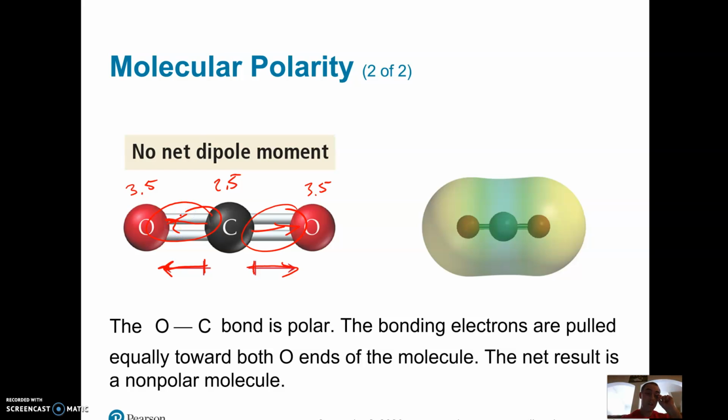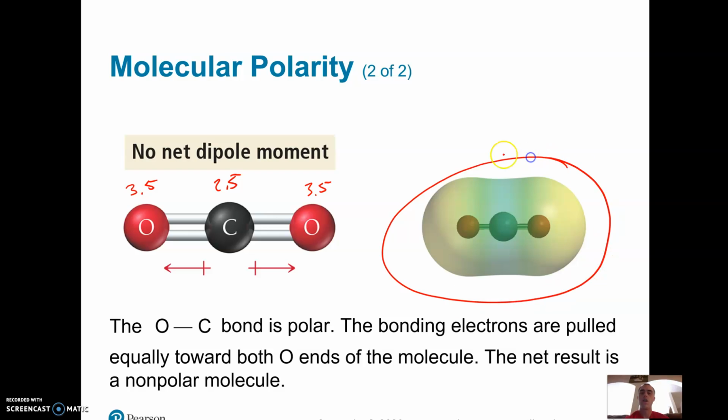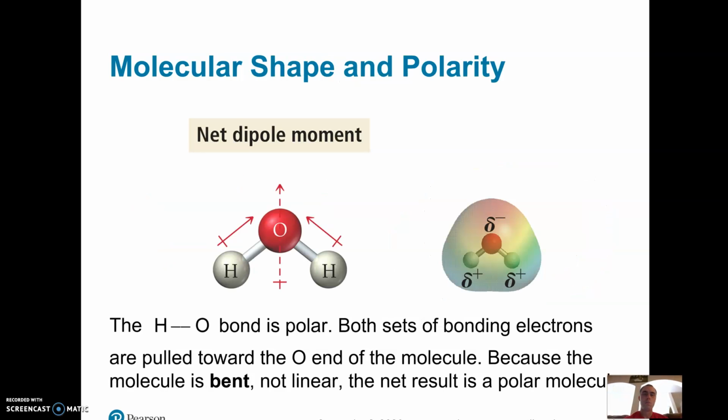But if we imagine like a tug of war going on with these electrons, since they're both equally polar, there is no net movement of those electrons. So the result is a non-polar molecule. We would say that these two dipole moments cancel each other out. Okay, and so if we look in the molecule here, it's even. Those electrons are evenly distributed. Okay, so that results in a non-polar molecule.